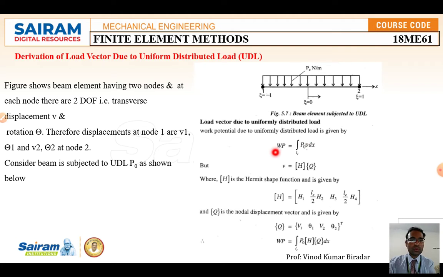We know that we already derived the Hermite function, with maximum deflection at the middle. So V is equal to H into Q, where H stands for the Hermite shape function and Q stands for the nodal displacement.